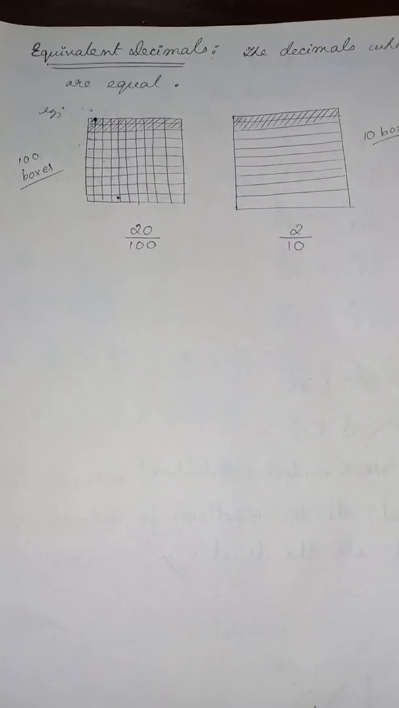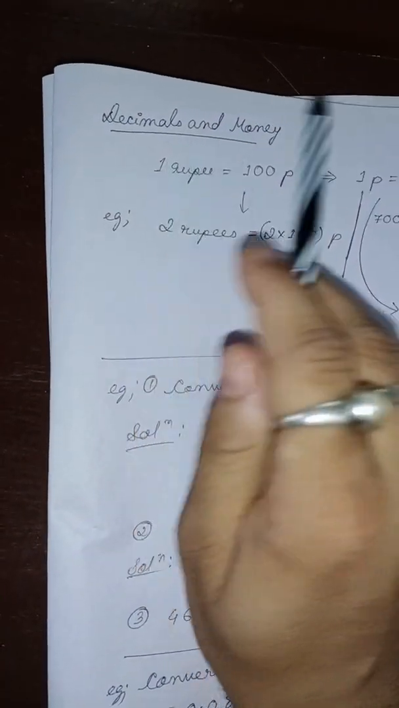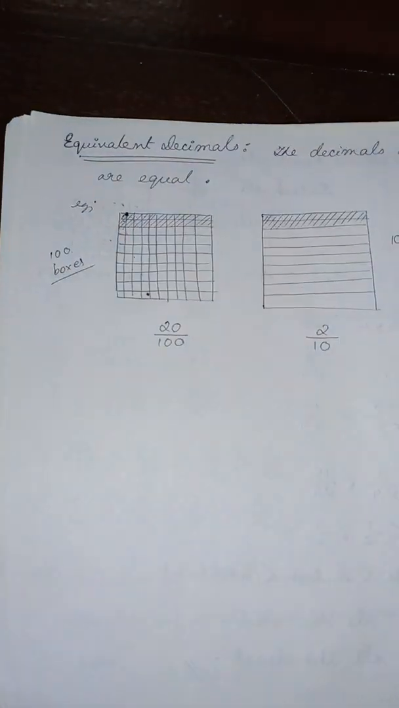Students, today we are going to discuss two topics. First, equivalent decimals, and then we are going to talk about how decimals are used in the case of money. Now first of all, equivalent decimals.